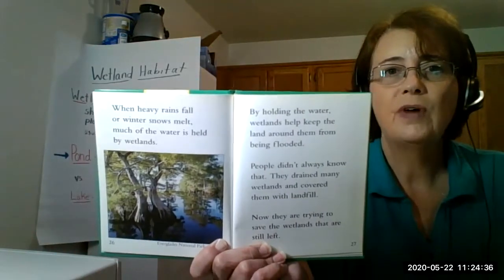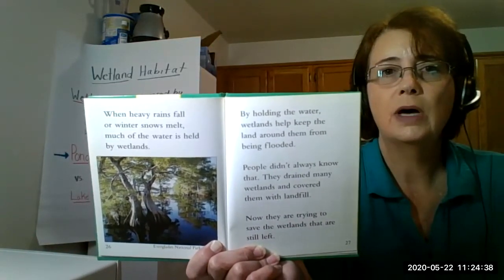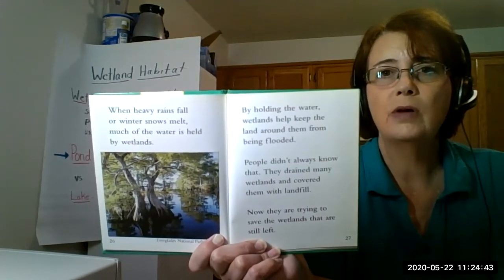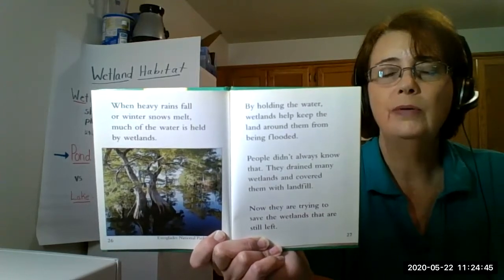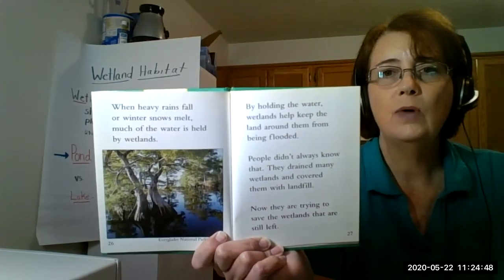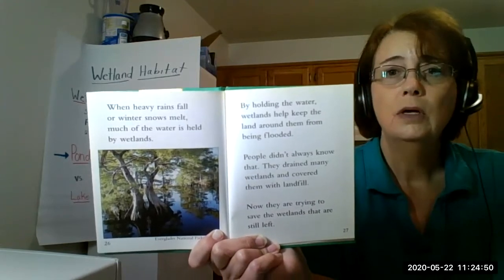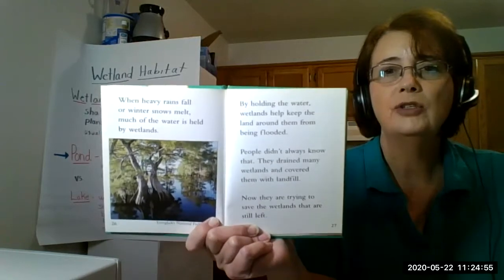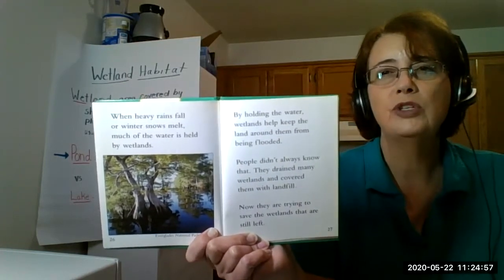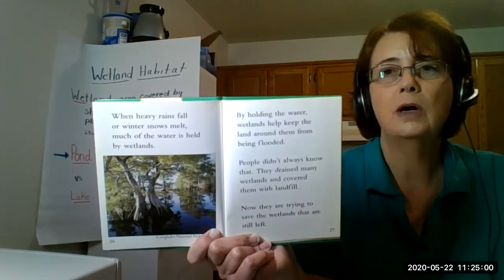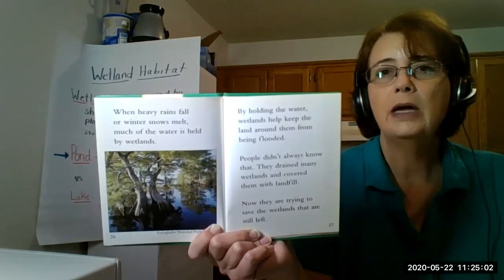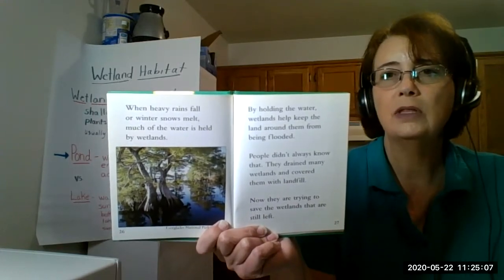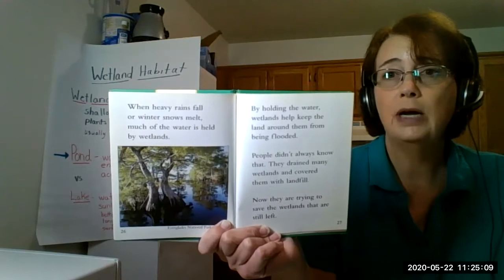When heavy rains fall or winter snows melt, much of the water is held by wetlands. By holding the water, wetlands help keep the land around them from being flooded. People didn't always know that, though. They drained many wetlands and covered them with landfill. Now they're trying to save the wetlands that are still left. So they would actually fill in that area with landfill, which means dirt and rocks and different types of soil, and they fill it in so they can build on top of it. But what happens is they find out that that whole area will then flood.